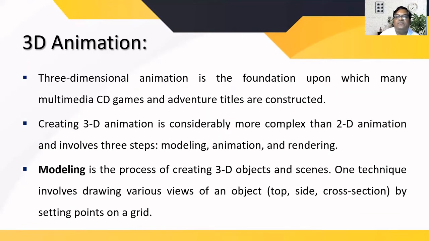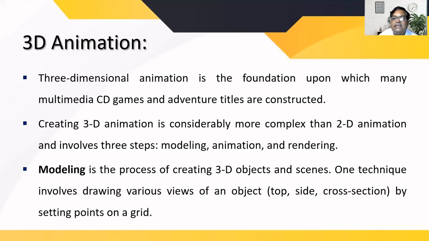The second type is 3D animation. 3D means three-dimensional animation. 3D animation is used for multimedia CDs and adventurous titles, where if you want to create adventure games or multimedia CD games, then 3D animation can be used. 3D animation is considerably more complex than 2D animation, and it involves three different steps: the first one is modeling, the second one is animation, and the third one is rendering.